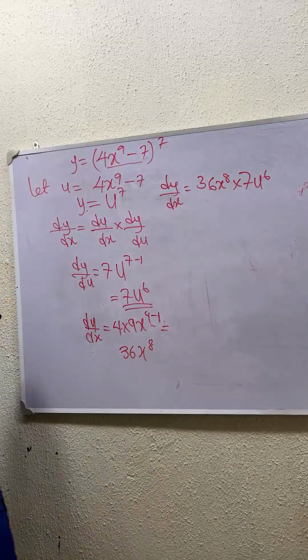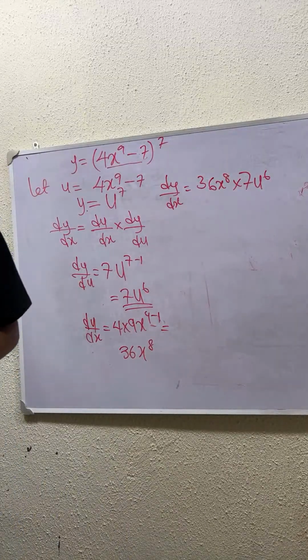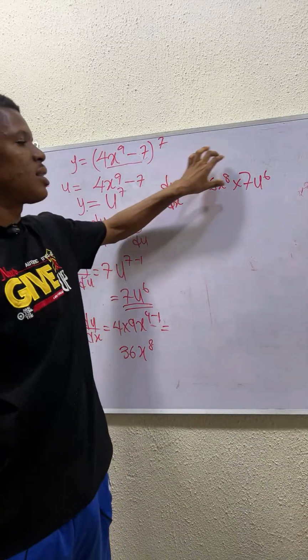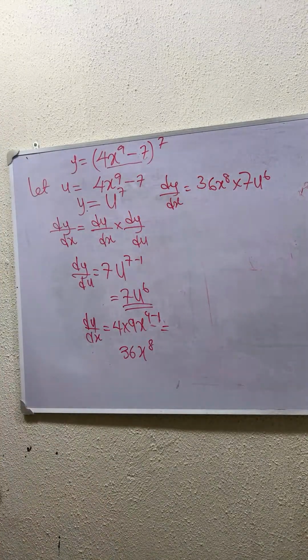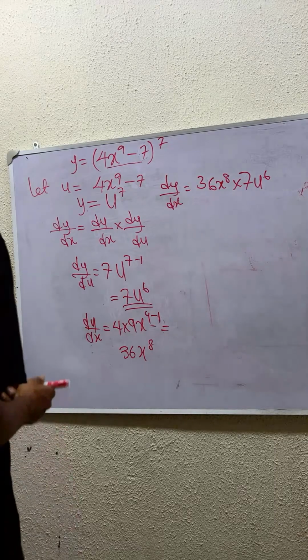So what's the value of 36 times 7? Okay, let's look at it.